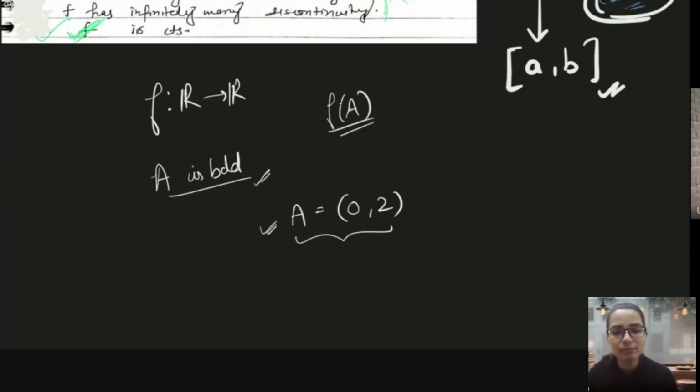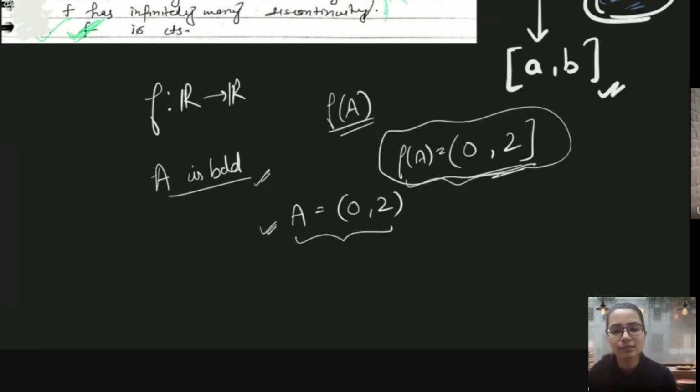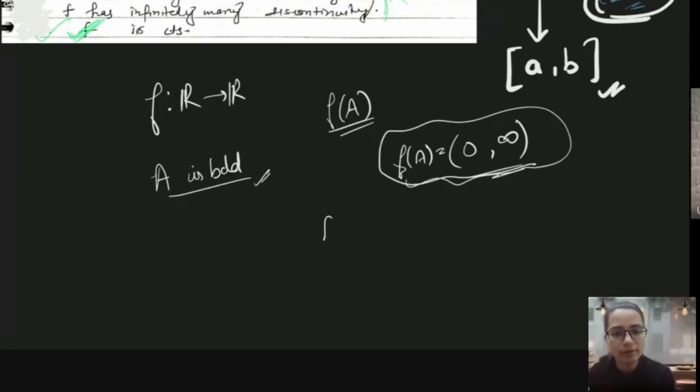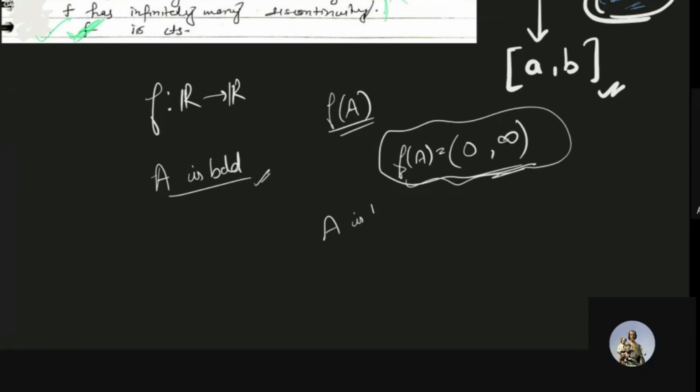So f of A can be something like this, possibly. How can you justify that f of A is not like this? Sorry, f of A could be something like this. The thing is to justify that it is not like this. Because it is continuous. No, A is bounded, right? Then it won't be continuous in the whole interval of R.